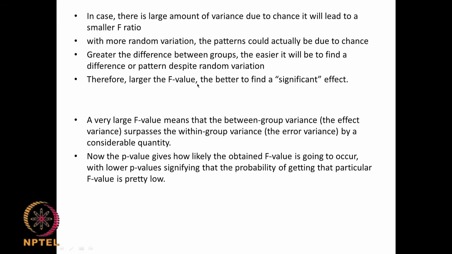So, the larger the F ratio, the better to find a significant effect. If I am comparing 2 sets of drugs or 2 sets of instruments, I need to have a larger F ratio. So, my repeatability variation should be very small. That means the within sample error should be very small. So, I am introducing a new term that is called within sample error.